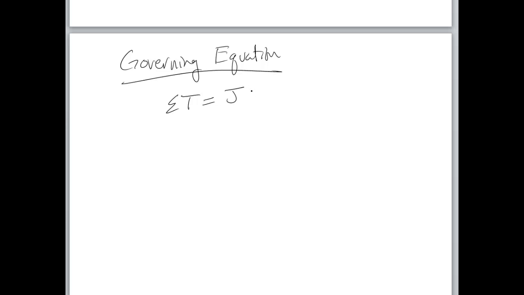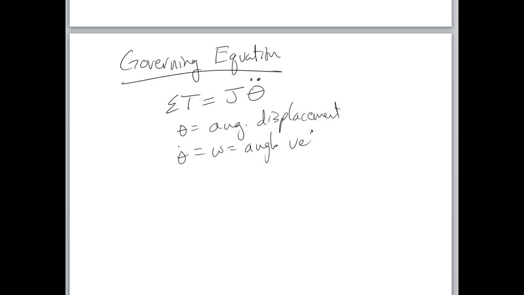Okay, so our governing equation is Newton's second law, which is the sum of all the torques equals J, the moment of inertia, times theta double dot, or the angular acceleration. Theta is angular displacement, theta dot is the same as omega, which is angular velocity, and theta double dot, which you could write as omega dot, or from your dynamics book, maybe it was written as alpha, is the angular acceleration.